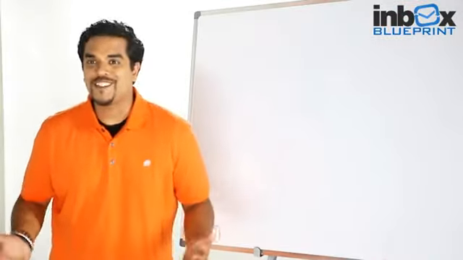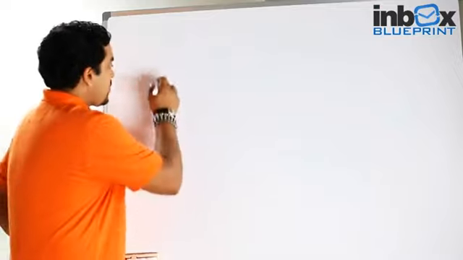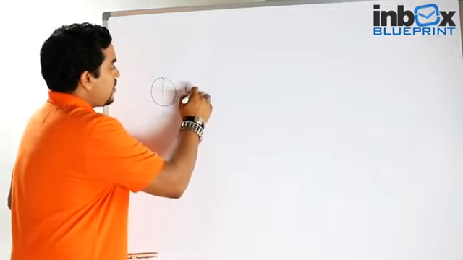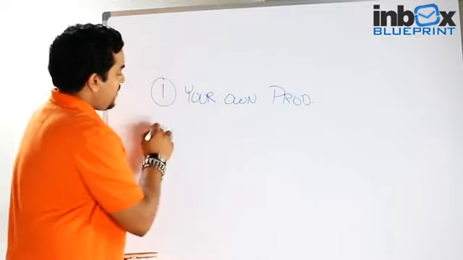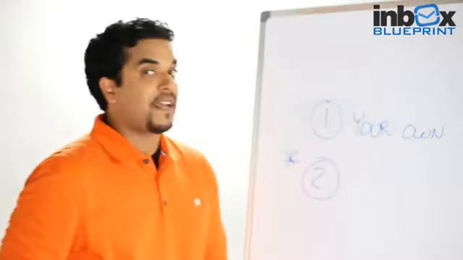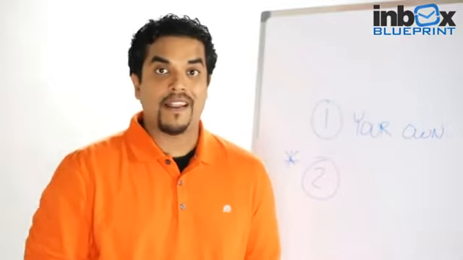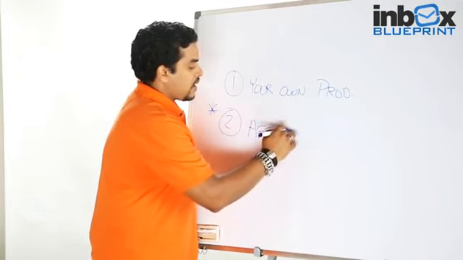All right, now it's time to talk about the most important thing in the inbox blueprint business model. How do you make money, right? When you have an email list, there are essentially two main ways of making money, and within those two, there are kind of sub-ways. The first is your own product. The second is the more popular one, and the one that we spend almost 99% of the time talking about in this particular course: affiliate marketing.